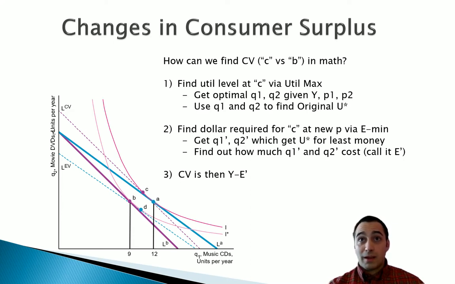Doing this, we'll find some Q1 prime, Q2 prime, just these new solutions to this expenditure minimization. And if we take those Q1s and Q2s and multiply them times prices, we'll get the total expenditure. Call that expenditure E prime. You'll note then that how much we had to spend originally to get our original util is just going to be Y, and how much we have to spend at the new prices to get our original util, we'll call that E prime. The difference between those is the compensating variation.